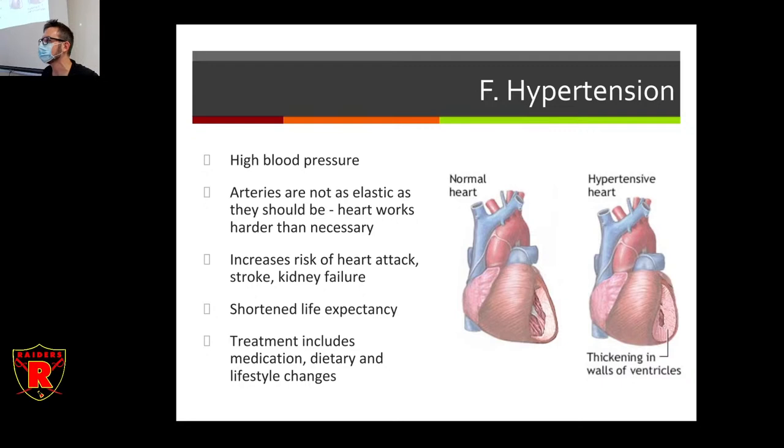Hypertension. Hypertension is high blood pressure, caused by having arteries that are not as elastic as they should be due to previously mentioned arterial and atherosclerosis. In general, it increases your risk of heart attack and stroke and kidney failure.